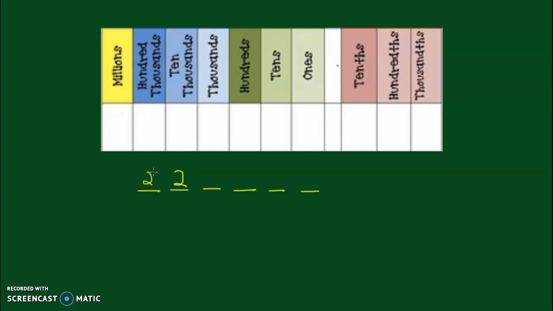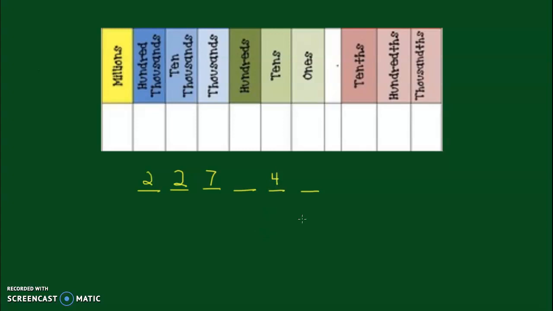Then moving on from there, the next statement is my 7 is worth 7,000. Well, the thousands place is right here. So that's going to be 7,000. One of my 4's is worth 40. 4 tens is 40, so my 4 is going to go in this location.